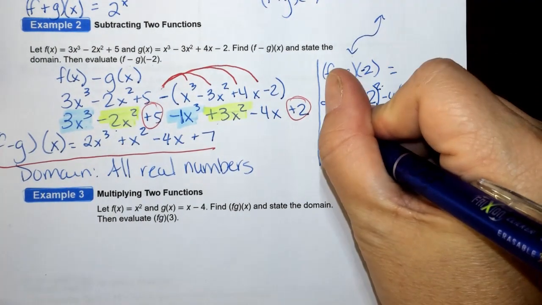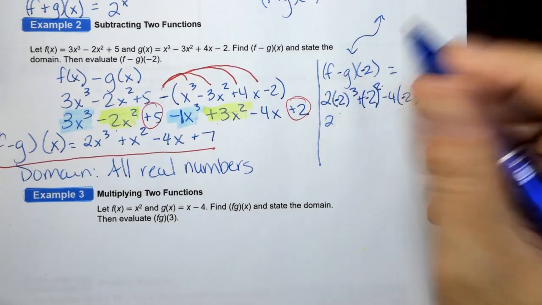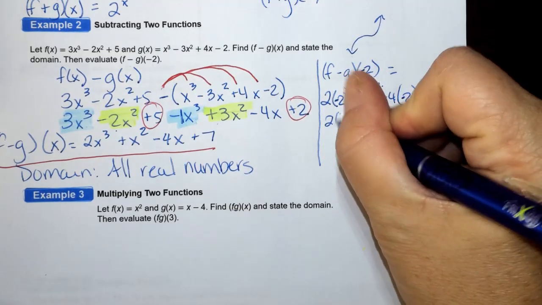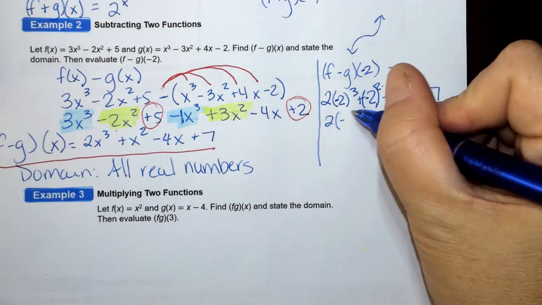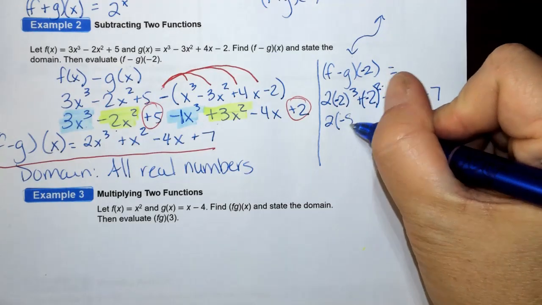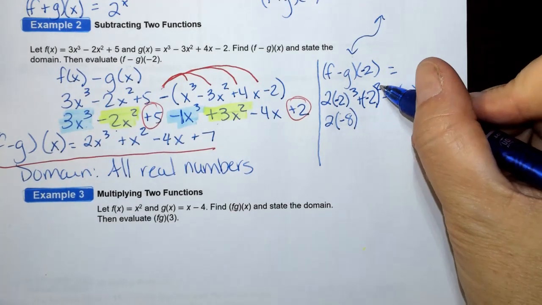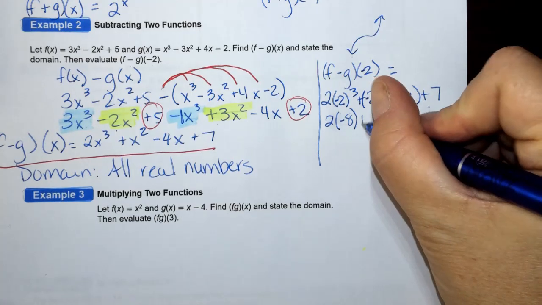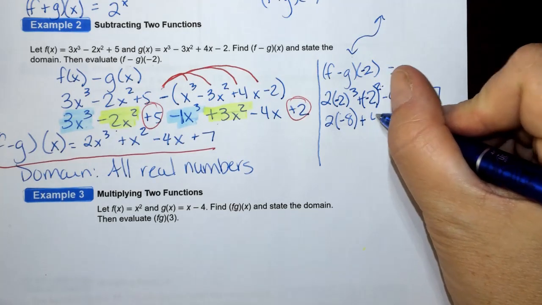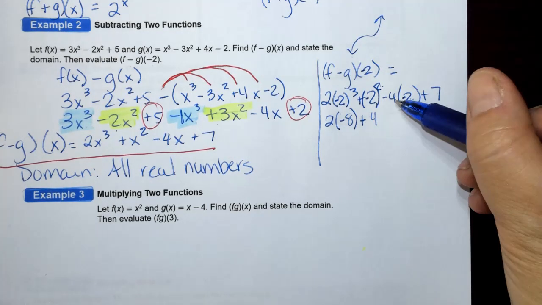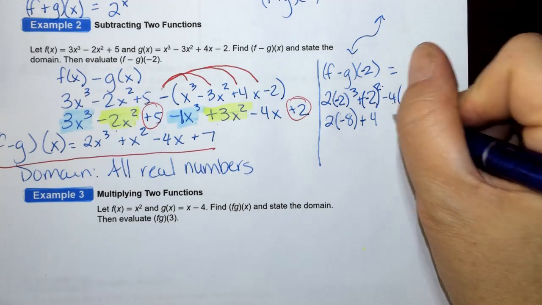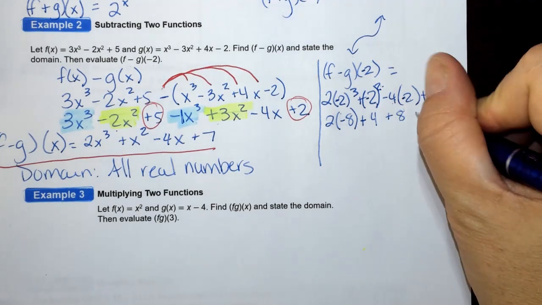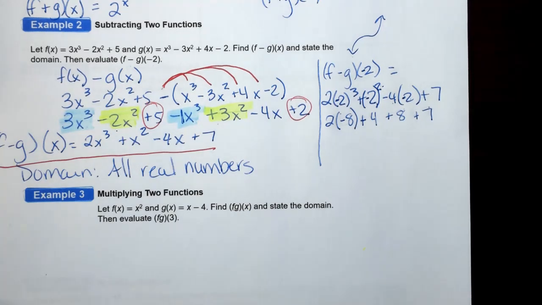All right, so I'm going to break this down a little more. Negative 2 to the third power. Anytime you have a negative raised to an odd exponent, it's negative. 2 times 2 times 2 is 8. Then we have negative 2 squared. Anytime you have a negative raised to an even exponent, it becomes positive. Negative 4 times negative 2 is going to give me positive 8, and then I have positive 7.